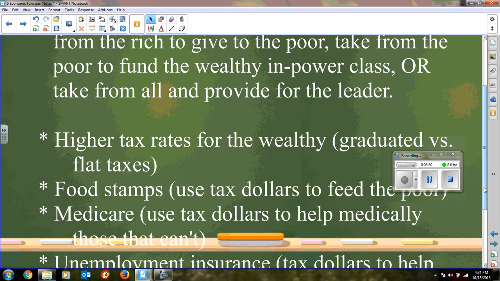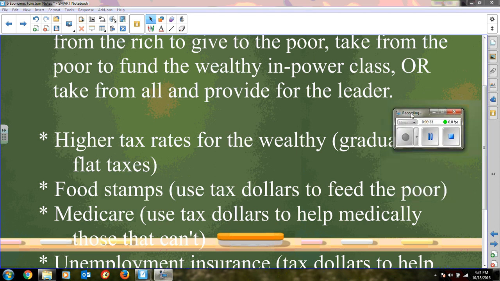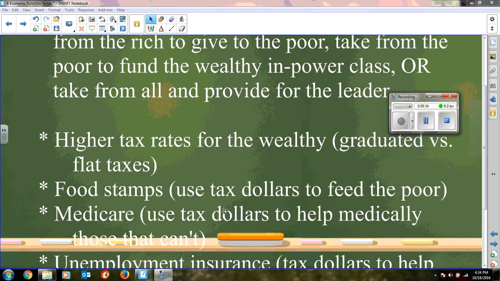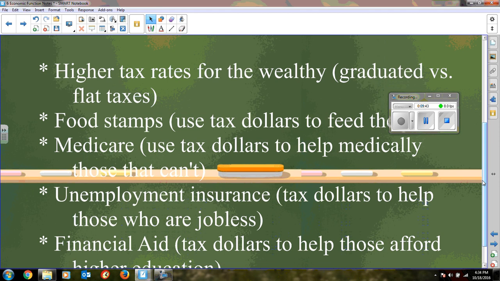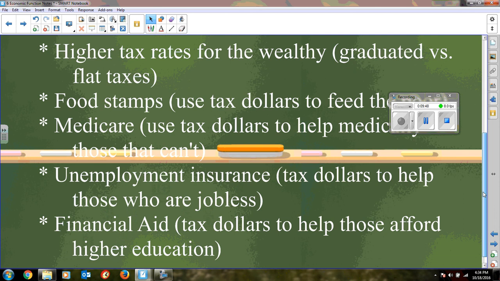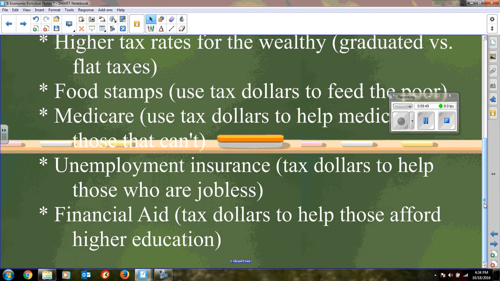Okay. We redistribute income by using tax dollars to feed the poor. Because the rich tend to pay more in taxes, that's redistributing the income. Medicare, using tax dollars to help medically those who can't. Unemployment, using tax dollars to help those who are jobless. Financial aid, tax dollars to help those who cannot afford a higher education. All of those are examples of redistributing income.